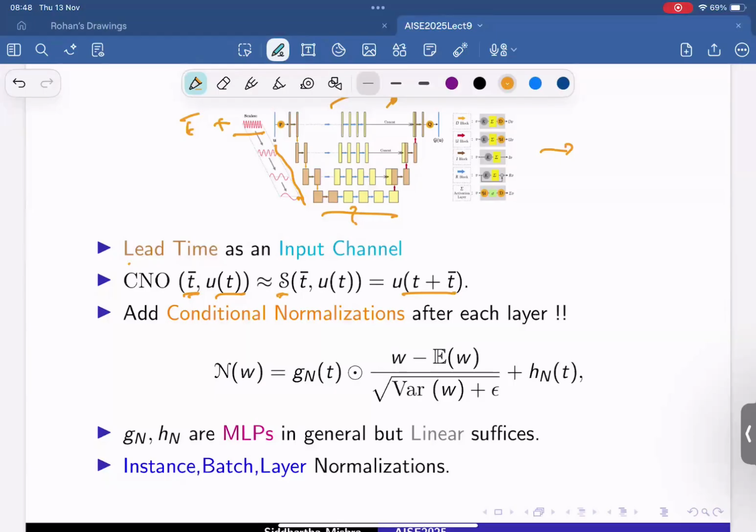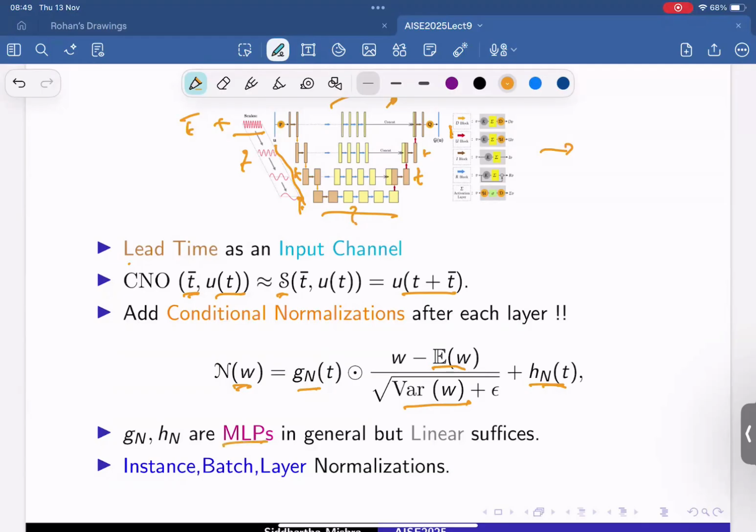Remember, this is a layer normalization, for instance. The input is given, you take a mean over all the channels, you take the variance, and this is the usual layer normalization that you do, right? Last lecture I explained this in quite some detail. Then in addition to it, you conditionally normalize it with time embeddings. These are GN and HN, which are MLPs. So at every layer, you are giving time as an input: time as an input here, here, here, everywhere. It remembers that this is the lead time that I'm going to predict on.